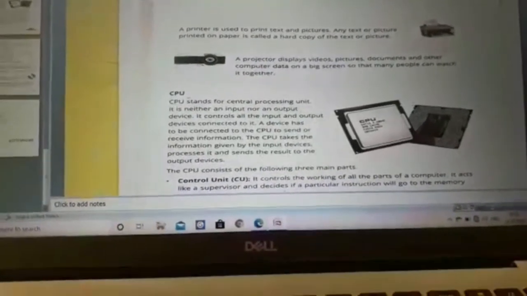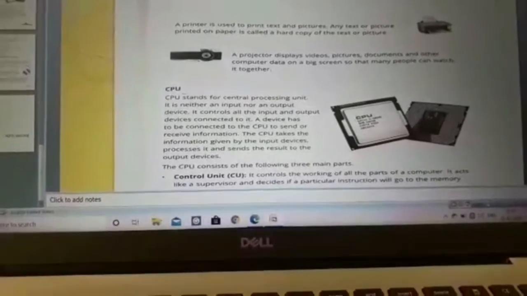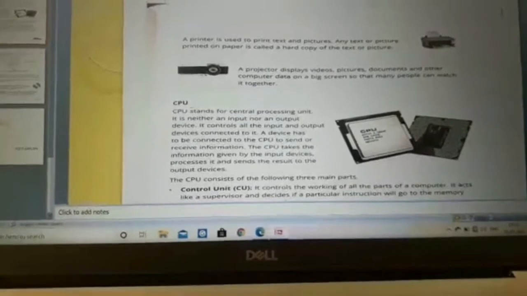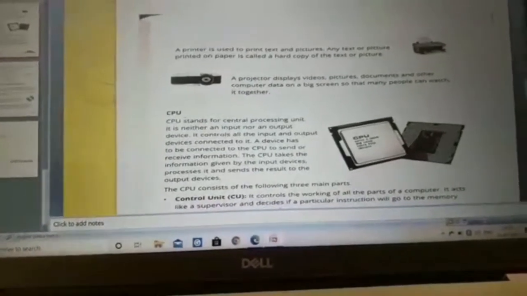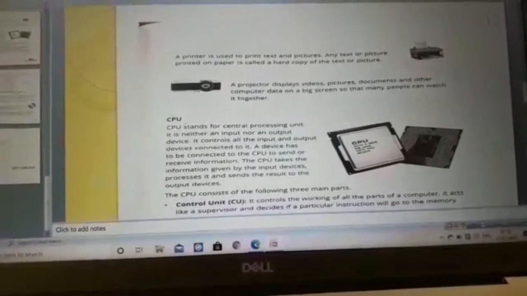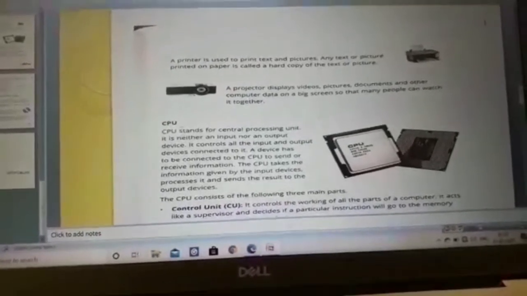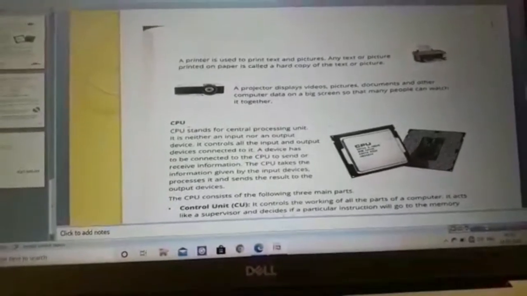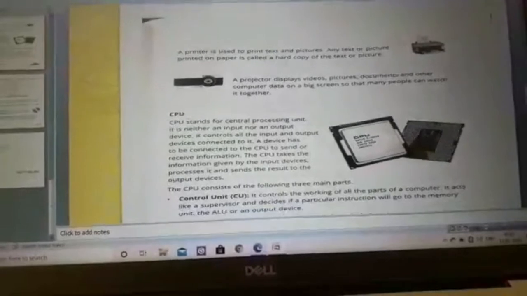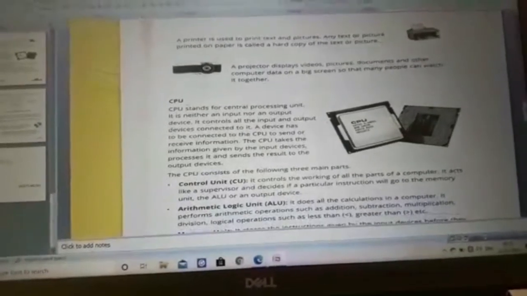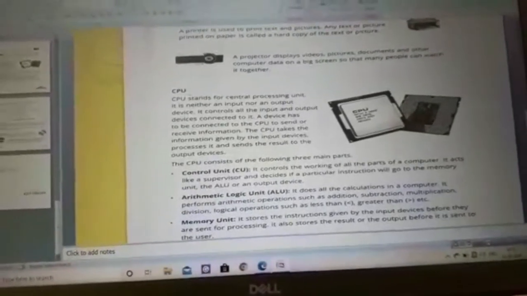Let's start our next topic, that is CPU. CPU stands for Central Processing Unit. It is neither an output device nor an input device. It controls all the input and output devices connected to it. A device has to be connected to the CPU to send or receive information. The CPU takes the information given by the input devices, processes it and sends the result to the output devices.